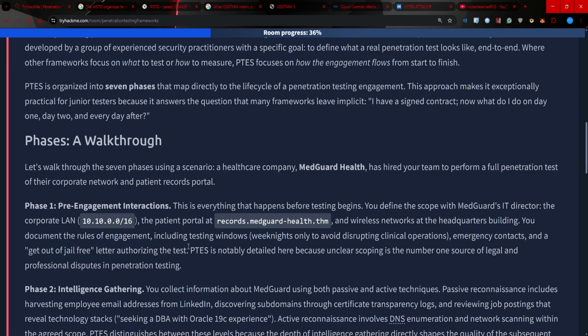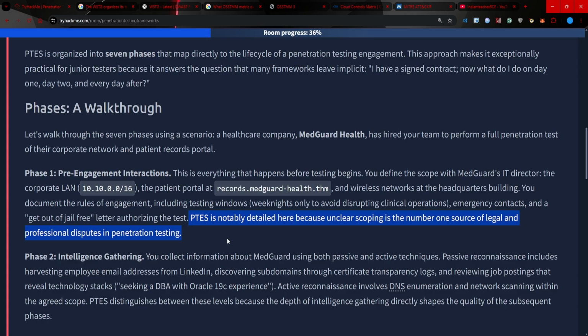PTES is notably detailed here because unclear scoping is a number one source of legal and professional disputes in penetration testing. Brother, I am cooked. Actually, we all are cooked.